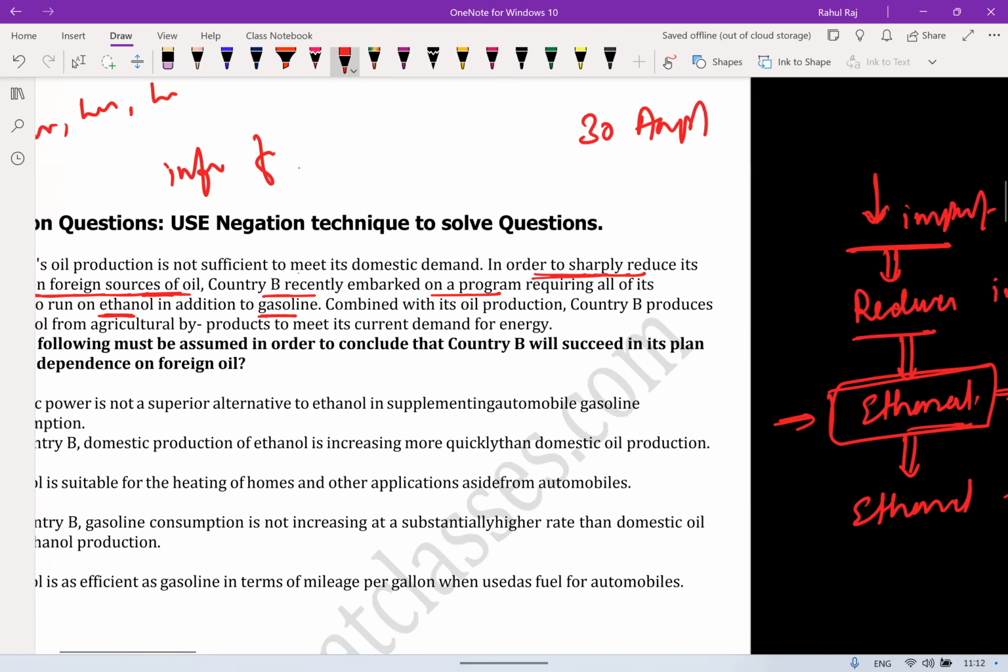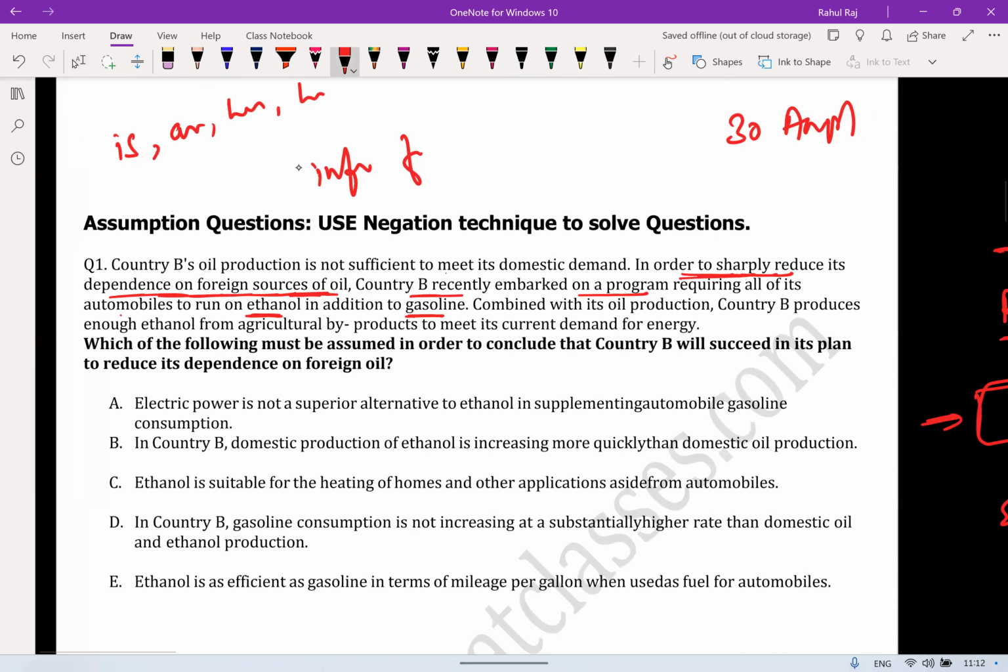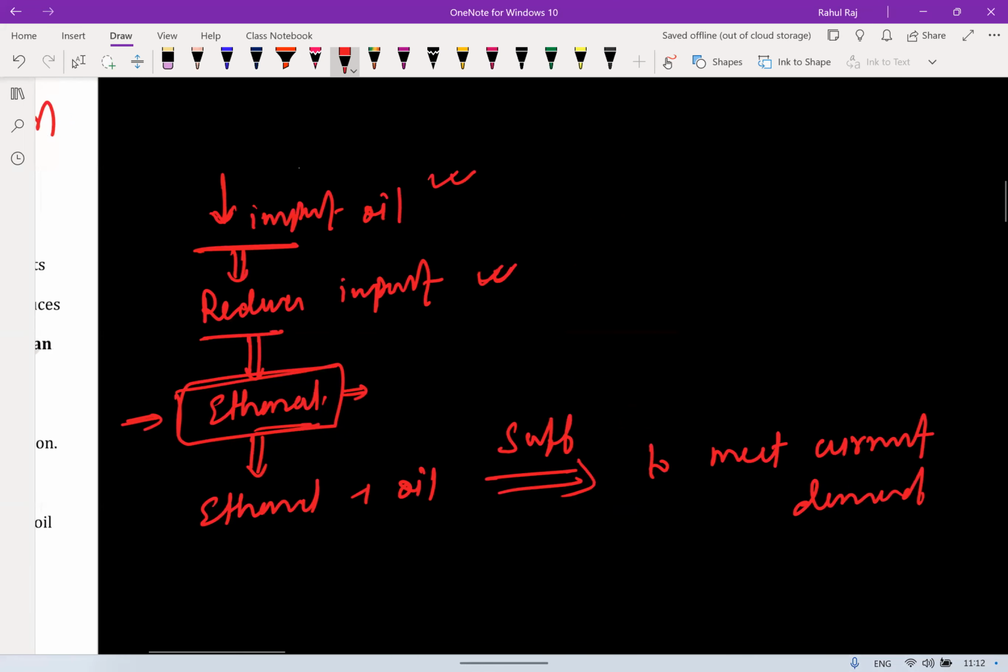This is what the conclusion is here, see. Combined with its oil production, country B produces enough ethanol from agriculture byproduct to meet its current demand for energy. Is the flow of the argument understood, or does anyone have any problem here?